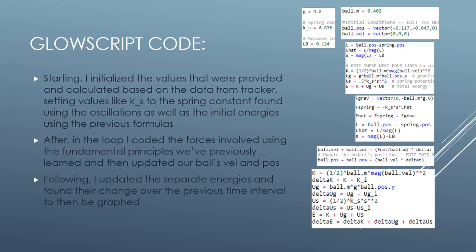Once these were done, we had all the initial conditions calculated and began our while loop over the time interval of 9.33 seconds. During this loop, I calculated the forces on our system using Newton's fundamental theorem to update our position and then our velocity. And then following that, I used the exact same formulas from above to calculate the change in the energies in our system.